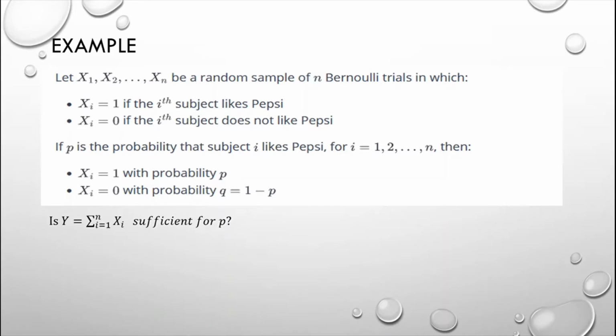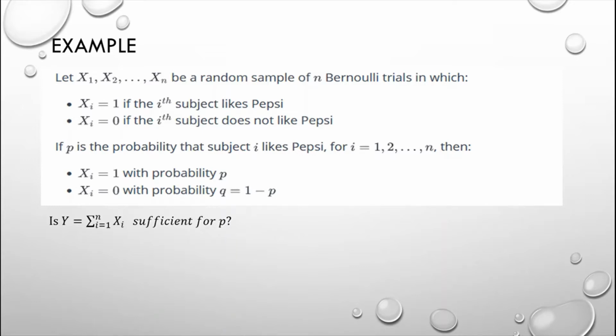So the probability that xi is equal to 1 is p, and the other way around is 1 minus p. The question here is asking: is y equal to the summation of xi from i equal to 1 to n sufficient for p? So y is our statistic here, but we want to determine if y is sufficient for p.